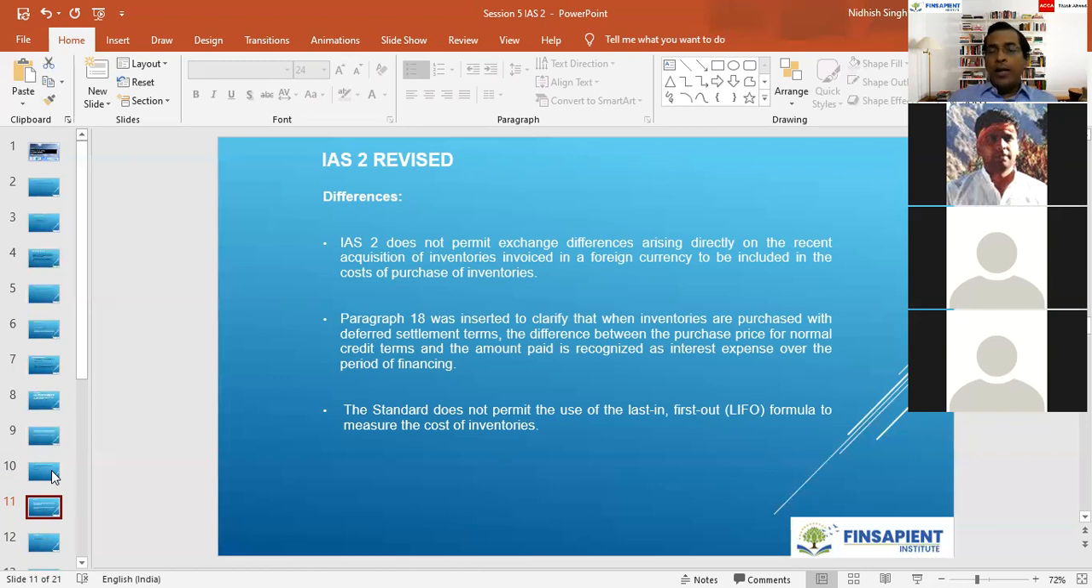So the question is, why should that not be factored into the cost of inventory if the FX is contributing to the increase or change in price? How would you defend this? I know IAS 2 says that it does not permit it, but why? How do you defend this?